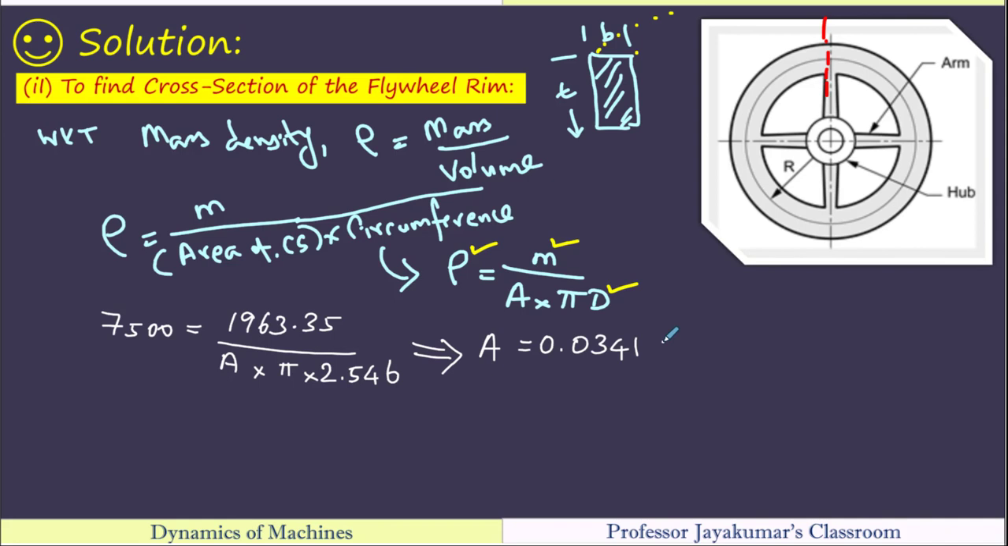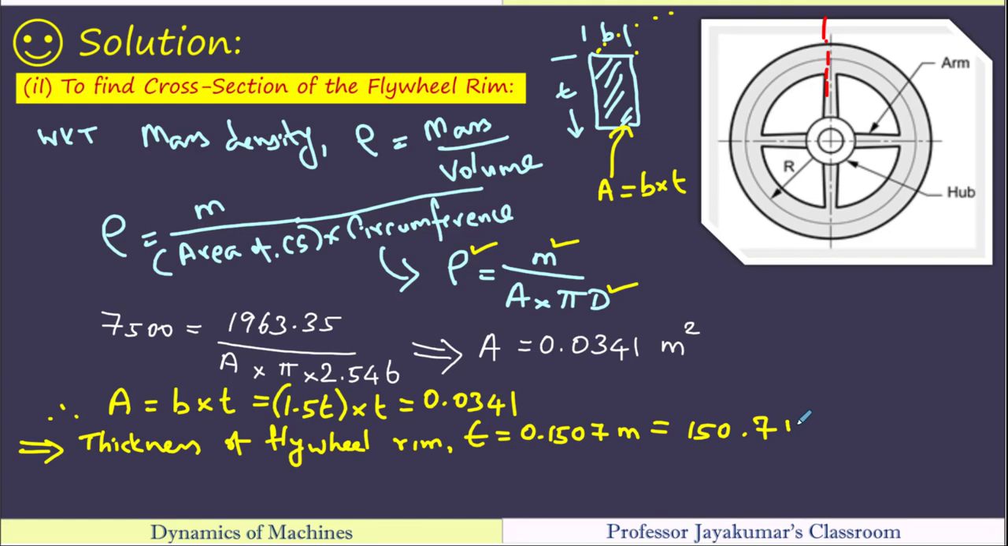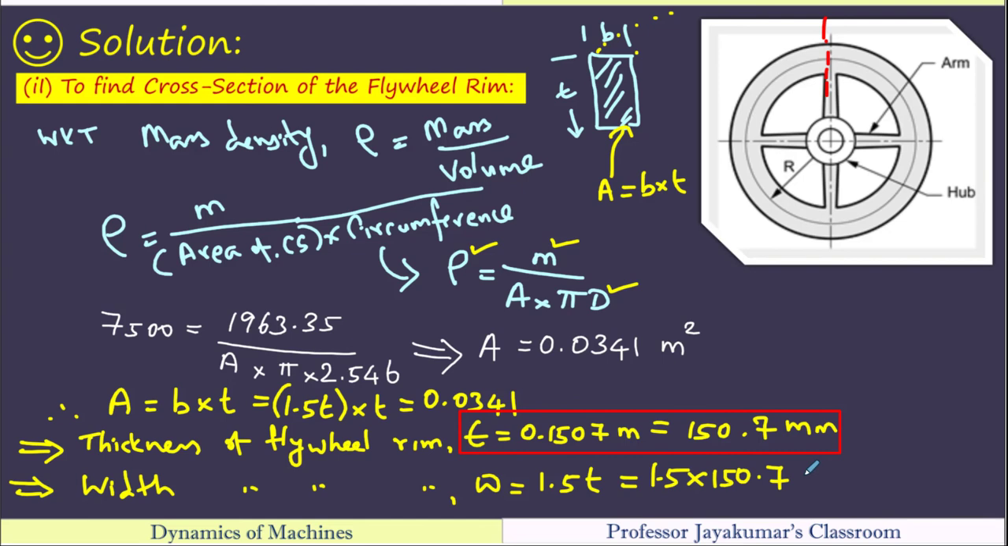Therefore, area of cross section is equal to B into T. But in this case, they have given breadth equal to 1.5 times thickness, multiplied by T. This value is equal to 0.341. From this, I could find thickness of flywheel rim, 0.1507 meter, which is nothing but 150.7 millimeter, isn't it? Once we know thickness, we can easily find width of flywheel rim, because width is equal to 1.5 times thickness. So substituting 1.5 times 150.7, we will be getting this width, 226 mm.